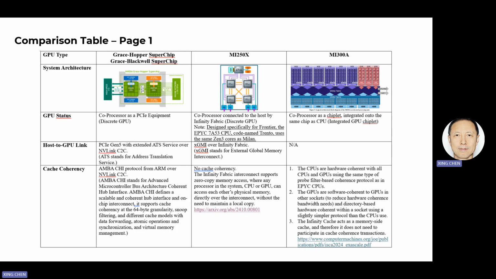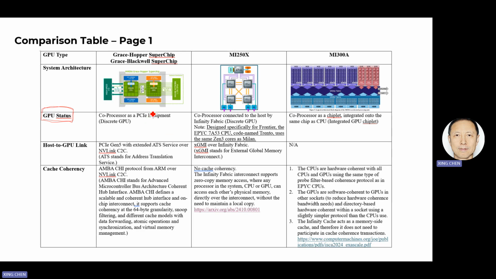But we need to dive a little bit into the architectural advancements. Why this has been done, how this has been done, what are the architectural advancements that have made their life easier. So let's start. We have a look at the system. The first thing I want to have a look at is the GPU status. What's the status of the GPU?